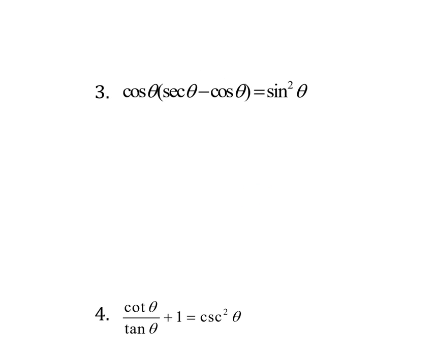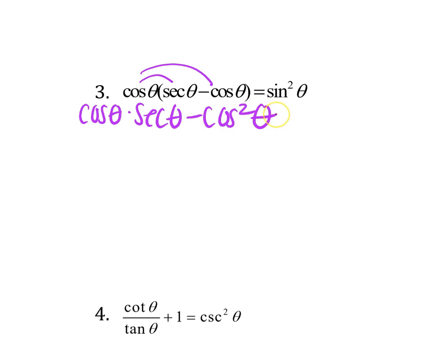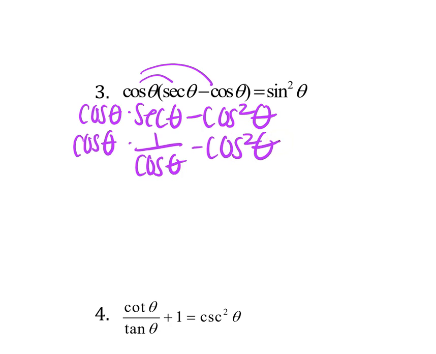Okay, this would be one of the strategies where I try to get rid of the parentheses by using distribution. So starting on the more complicated side here, I've got cosine theta times secant of theta minus cosine squared theta. Okay, now I see the secant. I can rewrite that as 1 over cosine, and then I can get some stuff to cancel. So the cosines will reduce to 1. So I've got 1 minus cosine squared theta.